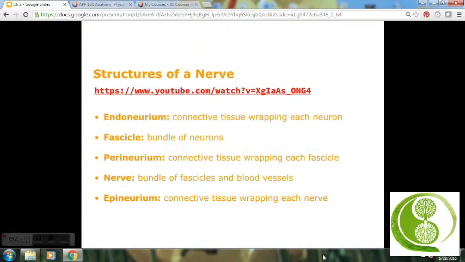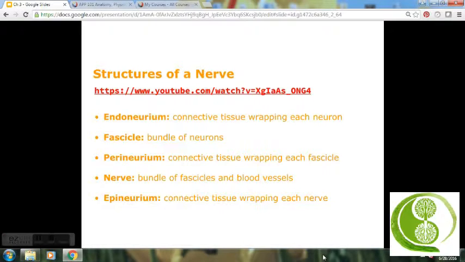Then we take groups of those neurons and bundle them together and create a fascicle. And then we wrap that fascicle in the perineurium. And then we take groups of fascicles and bundle those together and add blood vessels to create a nerve. And we wrap the nerve with the epineurium. So it's really similar to what we just studied with the muscular system.